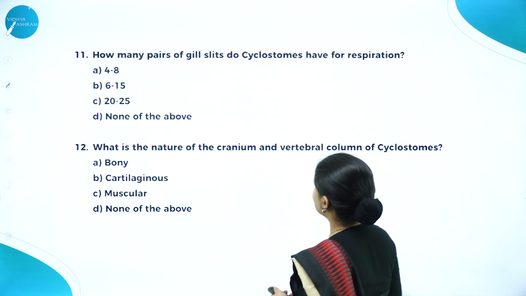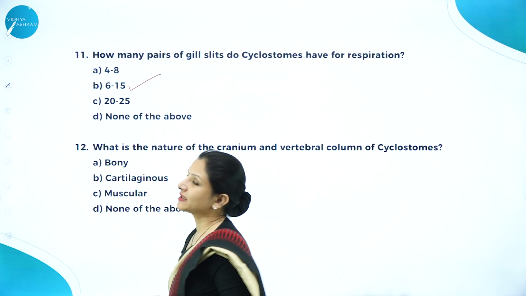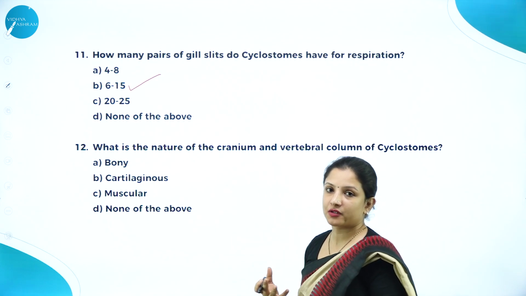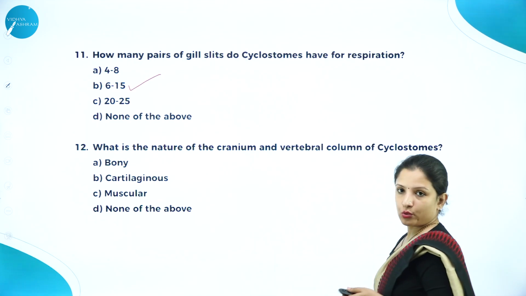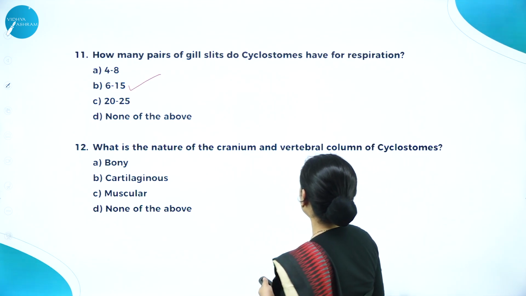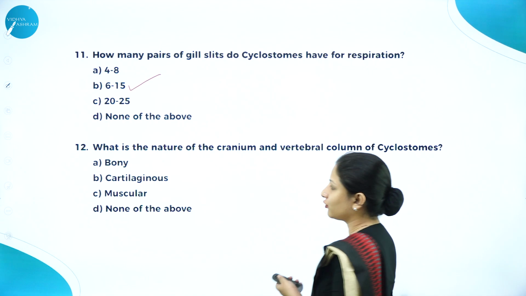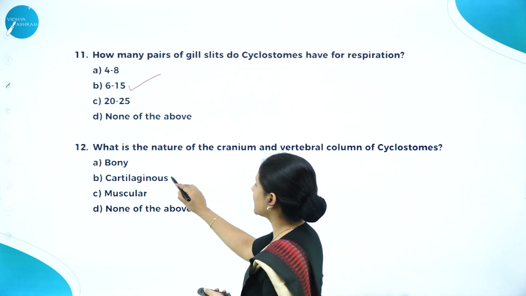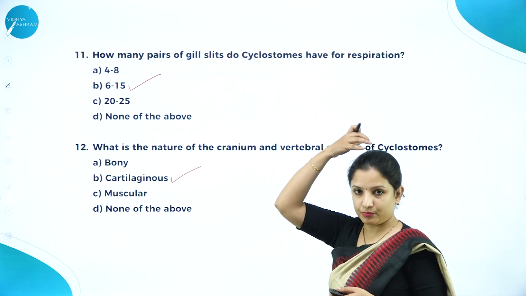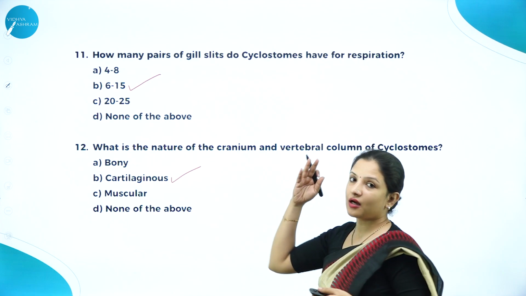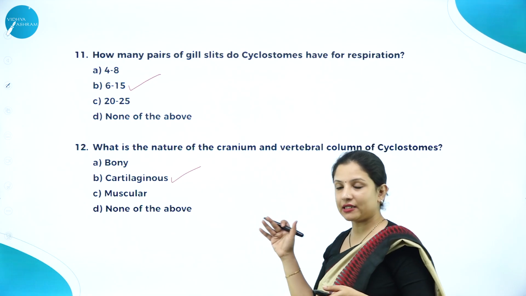Next question. How many pairs of gill slits do cyclostomes have for respiration? It is 6 to 15. They have gills because they usually are aquatic in habitat. Next question, what is the nature of the cranium and vertebral column of cyclostomes? Is it bony, cartilaginous, muscular, or none of the above? The right answer here is cartilaginous. Cartilaginous means soft bones, and the cranium, the covering of the head, as well as the covering of the vertebral column or notochord in cyclostomes, are cartilaginous.